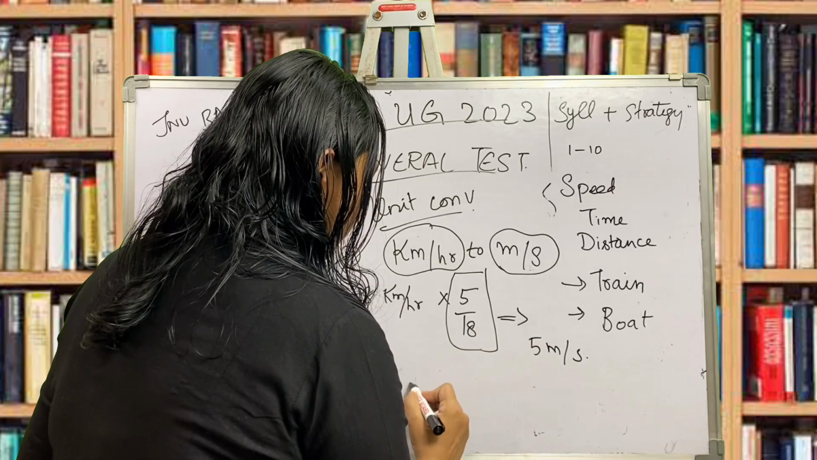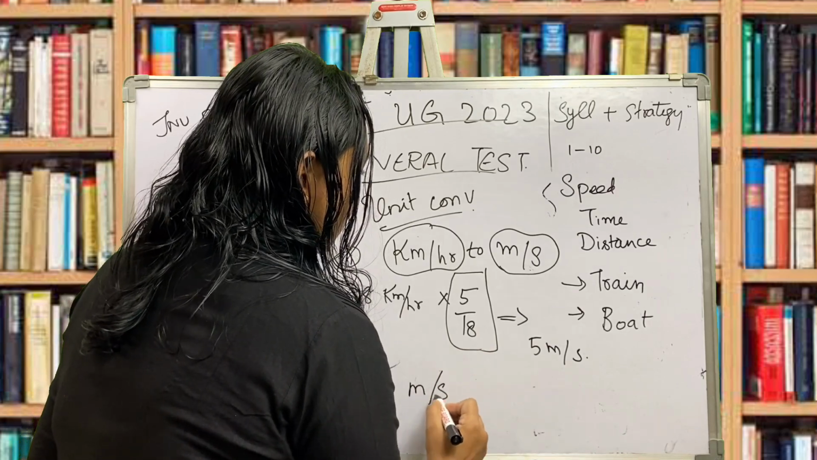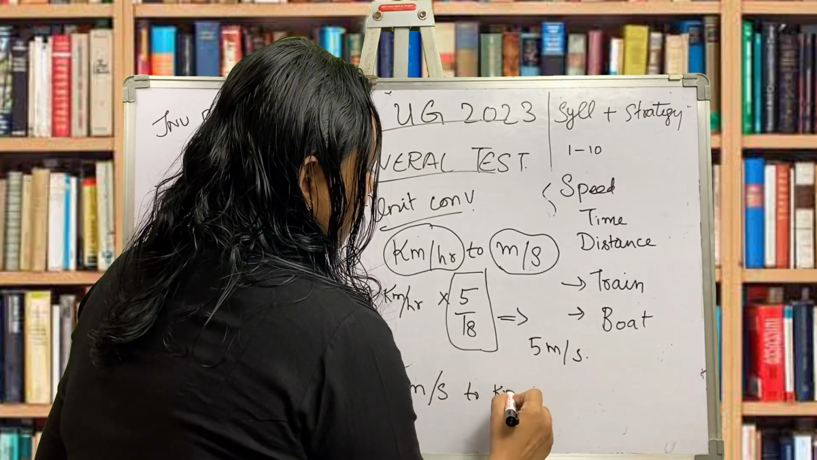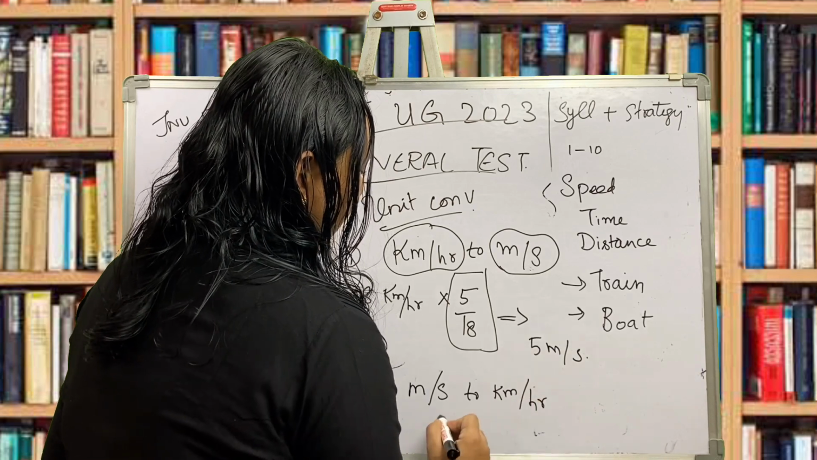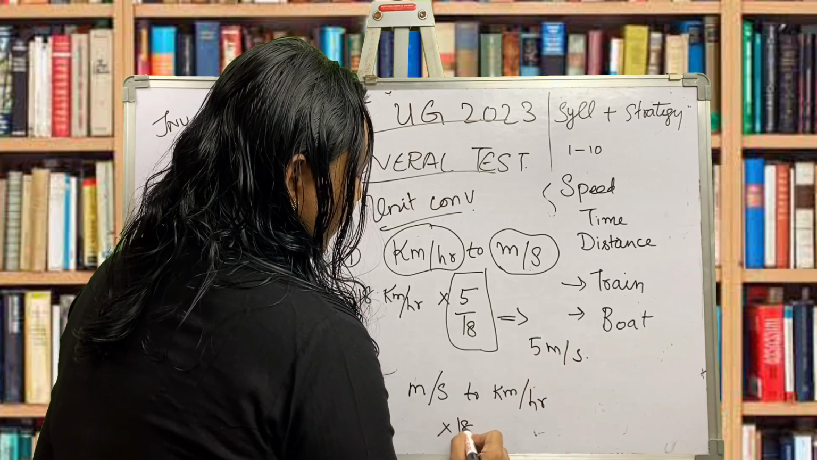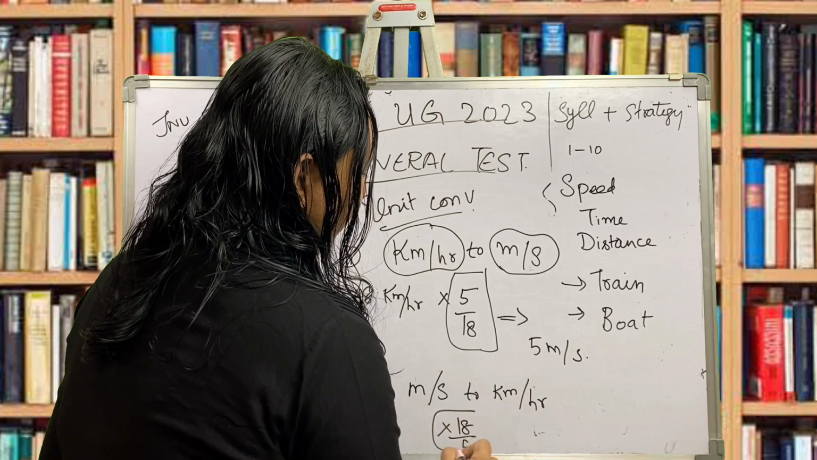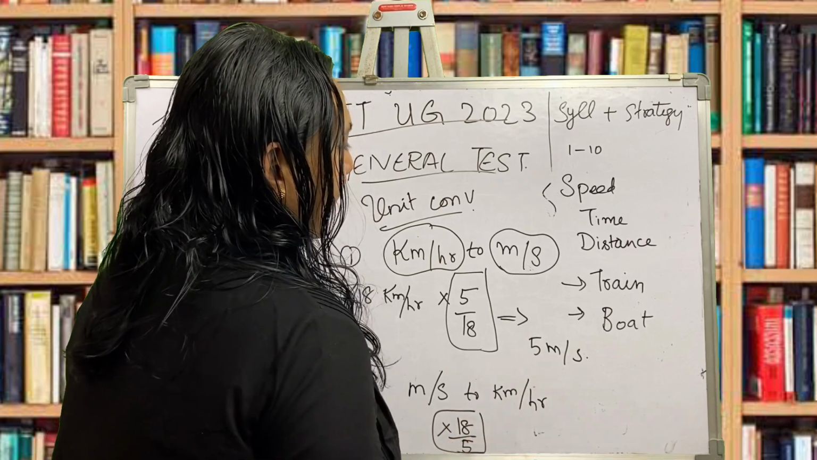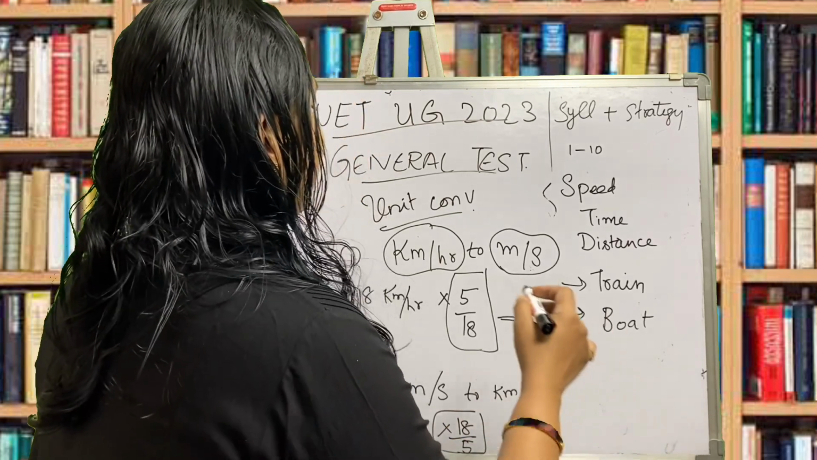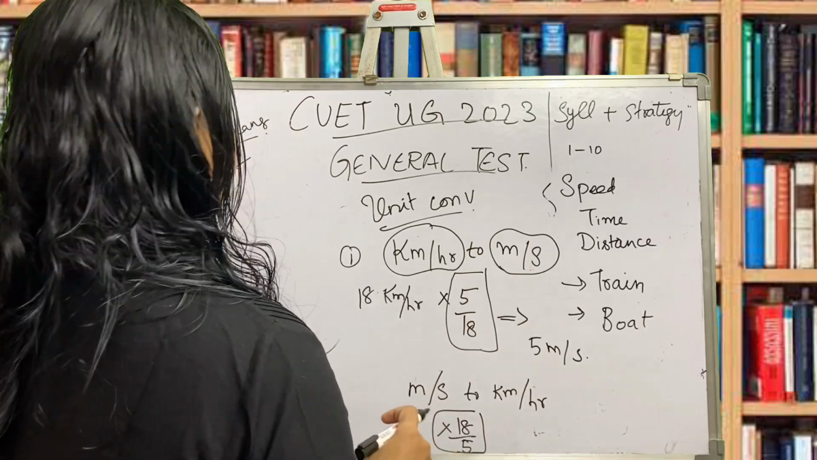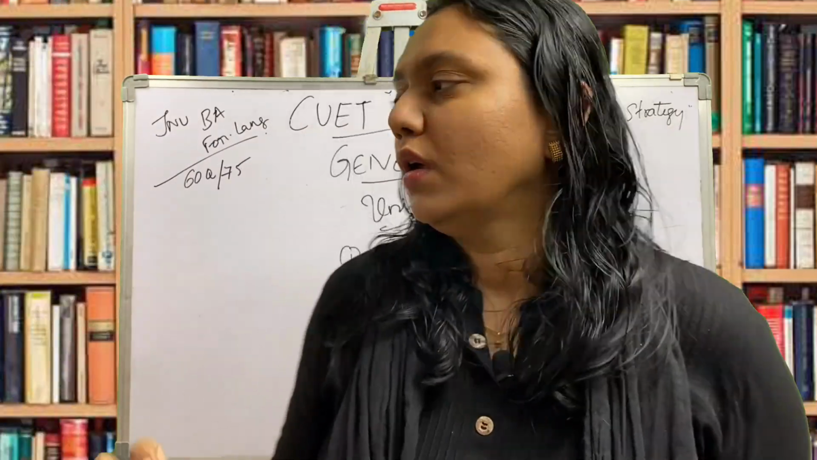If you want to do the reverse, if you want to convert meters per second to kilometers per hour, then you have to multiply by 18 by 5, just the inverse of the one we have already discussed. Okay, so this comes from simplification of the basic things like you already know.